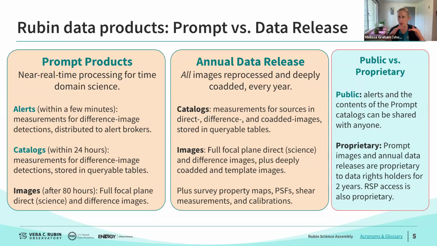So that's what is public in terms of all of these data products. And then proprietary is kind of everything else. The prompt images and the annual data releases are both proprietary to data rights holders for 2 years. And then, as I mentioned, the access to the Rubin Science Platform is also proprietary.